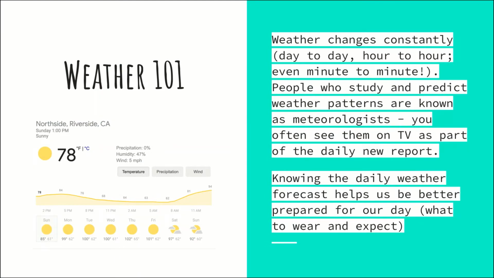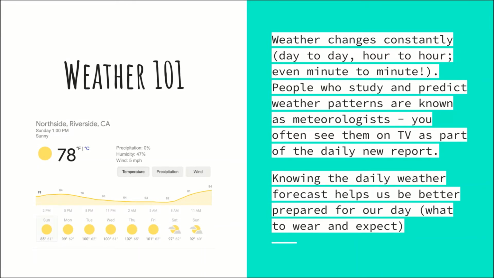So Weather 101. Weather changes constantly. It changes day to day, hour to hour, even minute to minute. People who study and predict weather patterns are known as meteorologists. You often see them on TV as part of the daily news report. So for us, if you look at this infographic here below Weather 101, that's actually what the weather forecast is for the week of, I think this was actually last week that I looked this up.